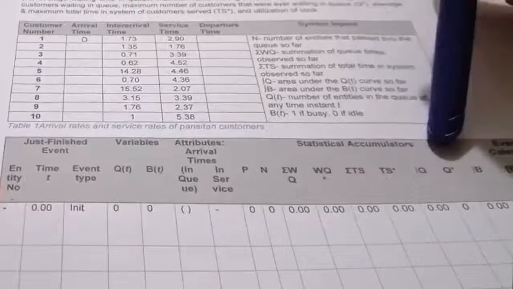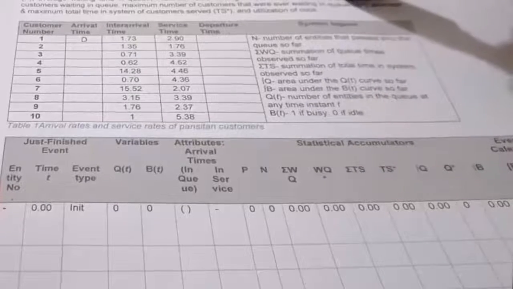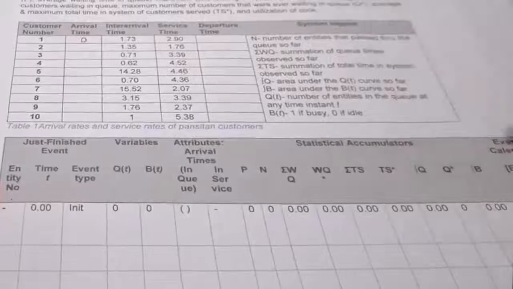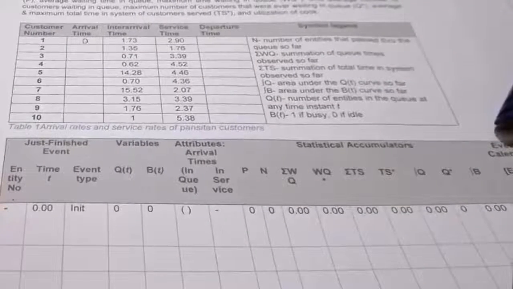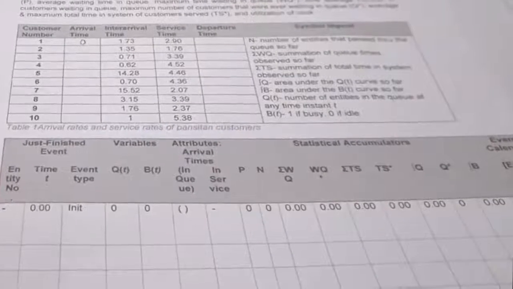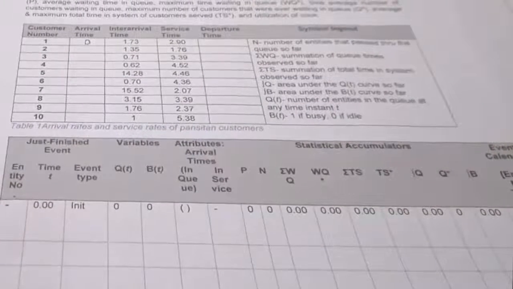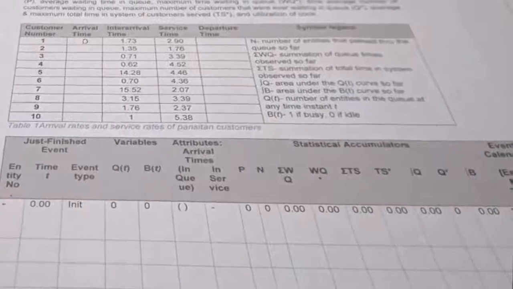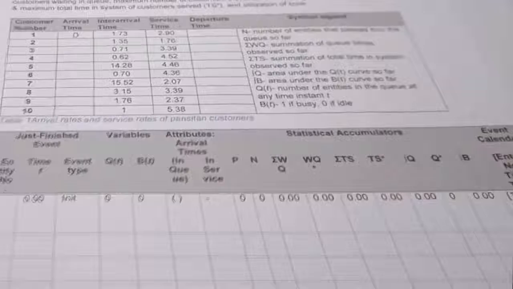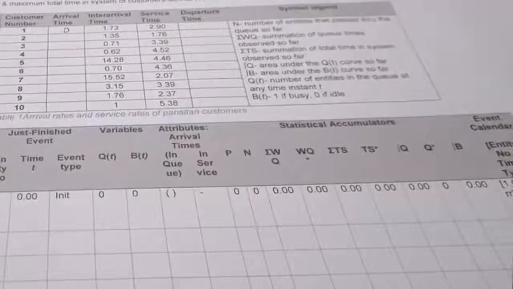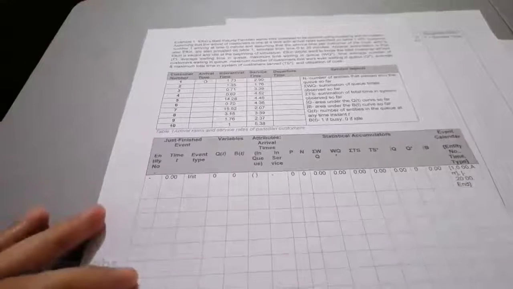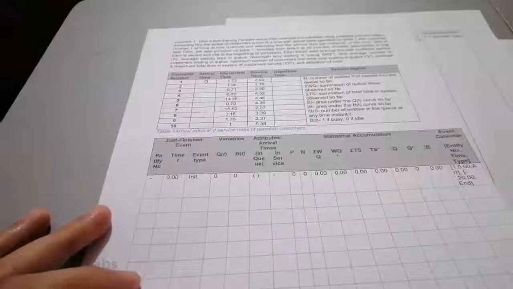And some of those statistical accumulators are identified as performance measures, our objectives. And lastly, we have the event calendar, wherein each value in the array consists of entity number, time, and type. So those are the fields in our simulation matrix. Okay. Now, let's go on and compute for our arrival times.